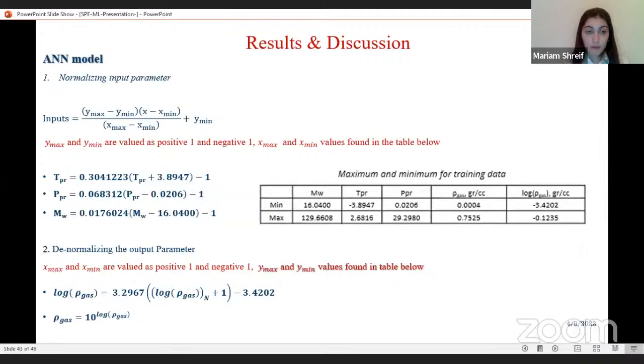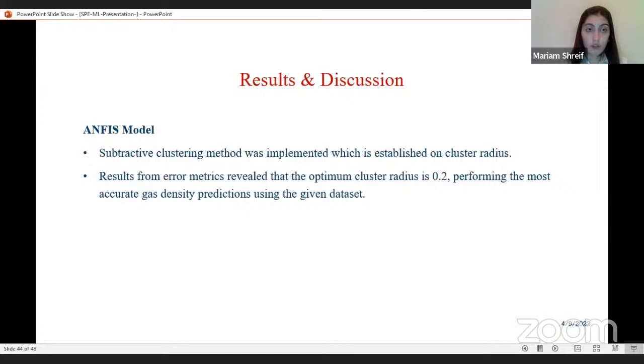For the ANFIS model, or the adaptive neural fuzzy inference system, we use subtractive clustering, which was established based on cluster radius. So the optimum cluster radius was 0.2. It performed the most accurate gas density prediction using the given data set.